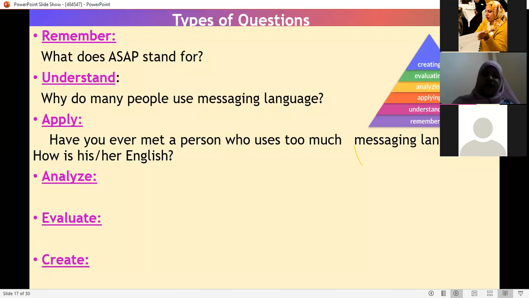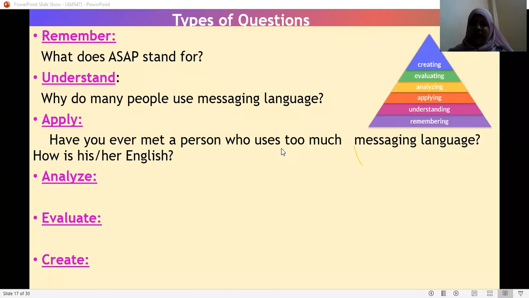Abbreviation. Have you ever met a person who uses too many messages? How is his or her English? And my question here, because you know that in the text they say sometimes the messaging language affects the way you learn English. So we would like you to find an example in life, and it's not very different from the question provided by Ms. Wafa Mahmoud. Okay, perfect. Analyze, break the text into pieces, and put the pieces together to answer the question.